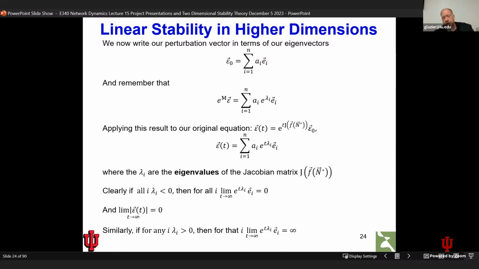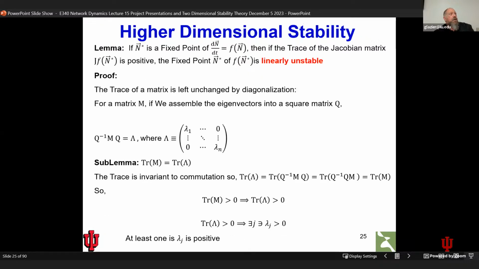And the divergence of the distance from the initial position increases as e to the time times the value of the largest eigenvalue. And so that's the fundamental result: if you take the Jacobian matrix of the rate equations and you calculate their eigenvalues, if any eigenvalue is positive, the fixed point is unstable.